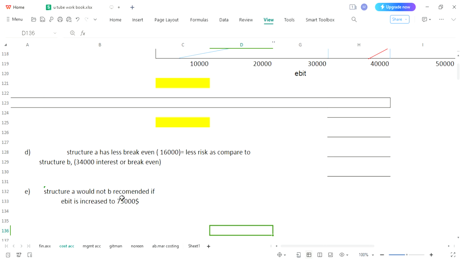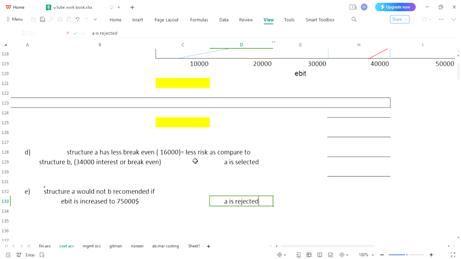structure A would not be recommended. Look over here. Here A is selected, and here A is rejected. So the points of view are different.